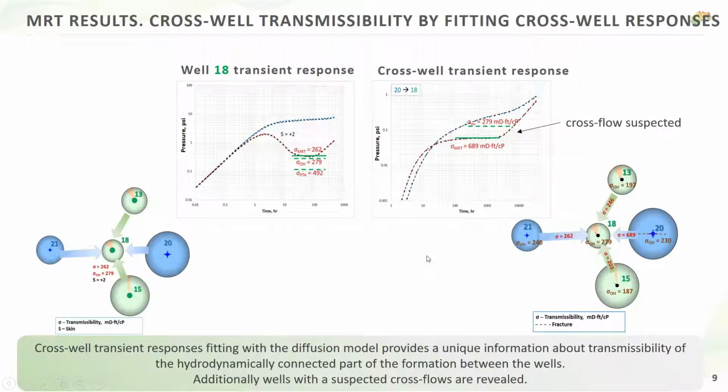And one more thing that we can get from our technology is transient responses interpretation. What is pressure transient response? It's the pressure changes due to the production of the well with the rate of 1 barrel per day.